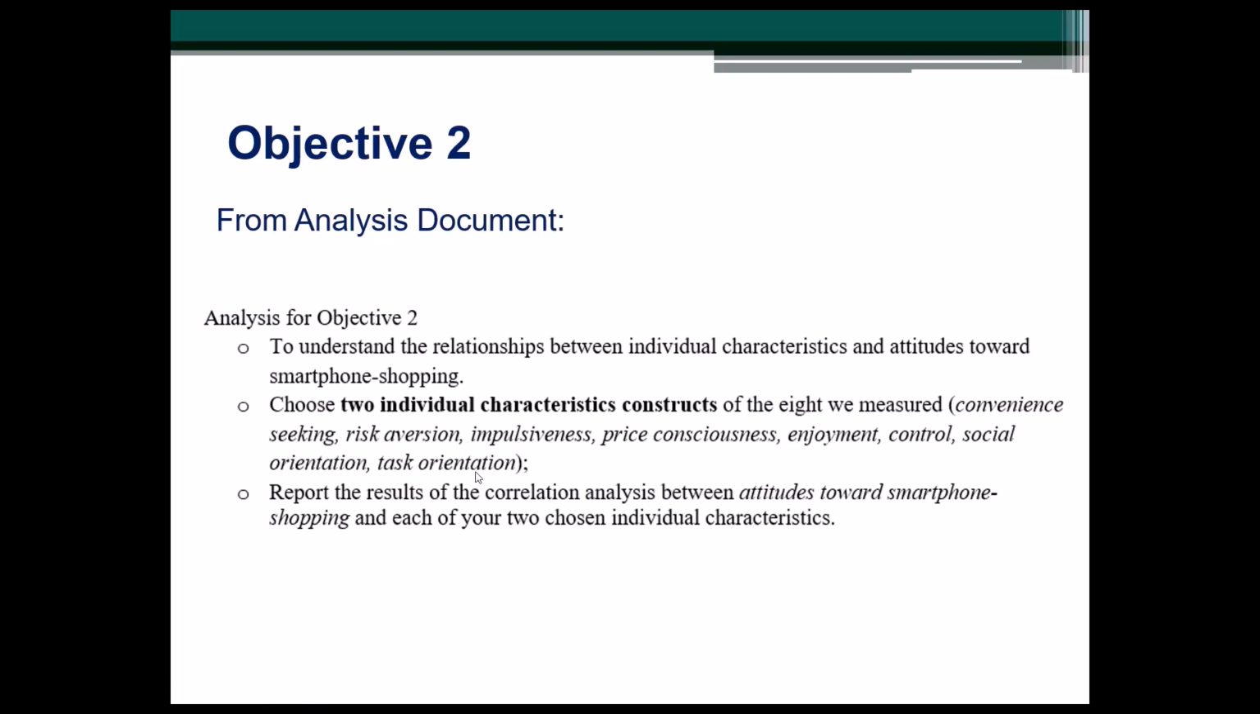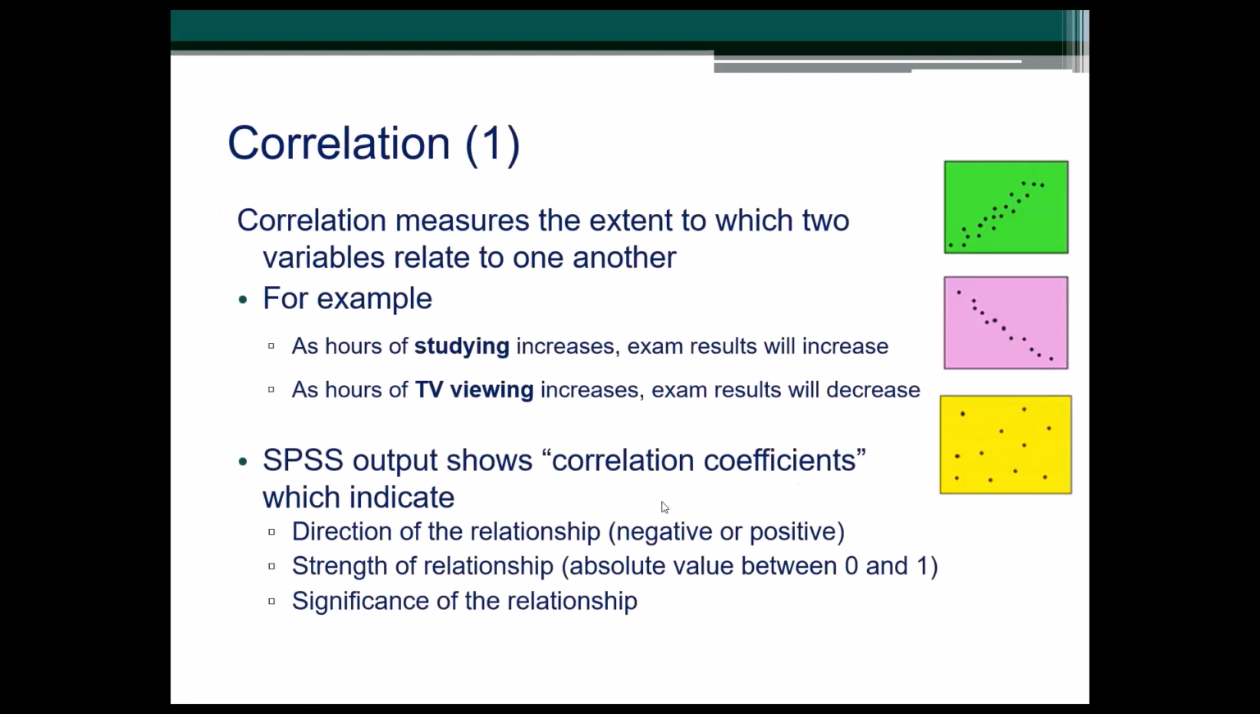In thinking about which ones you want to choose, what I would say is think about what story you want to tell across your report. So think about your report as you communicating a story to a reader rather than just presenting some results to the reader. So what story is it that you want to tell across your report, and then choose the ones that tell that story or help you tell that story. You're going to report the correlations between attitudes towards smartphone shopping and each of your 2 individual characteristic constructs.